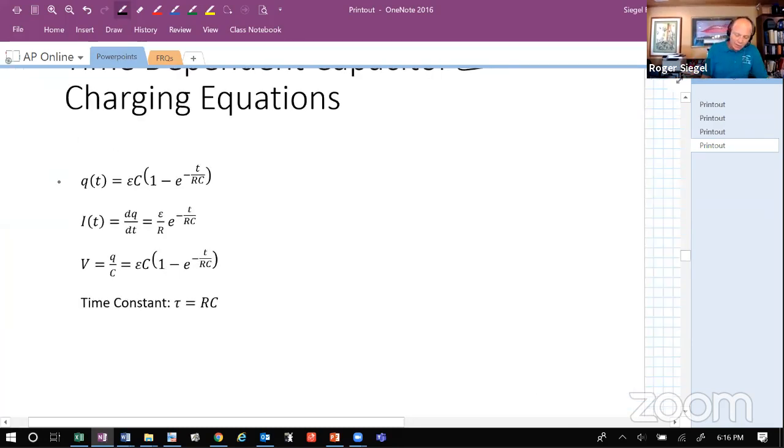We derived this one with the heavy lifting of solving the differential equation. For this one, we just divided Q by C, and for this one, we took the derivative. And let's draw these out, and let's hopefully understand why they make sense. So once again, the charge increases exponentially. That's Q as a function of t, and this value right here is EC.